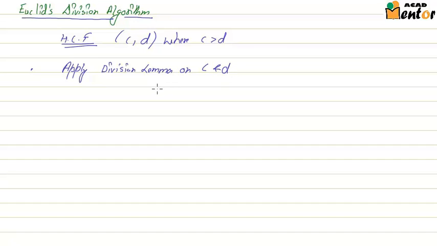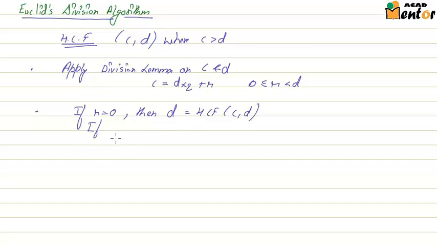Such that C becomes D times Q plus R, and of course R is greater than or equal to 0 but less than D. Now we have to check if R is 0 at this stage. If R is 0, then D is the HCF of C and D.